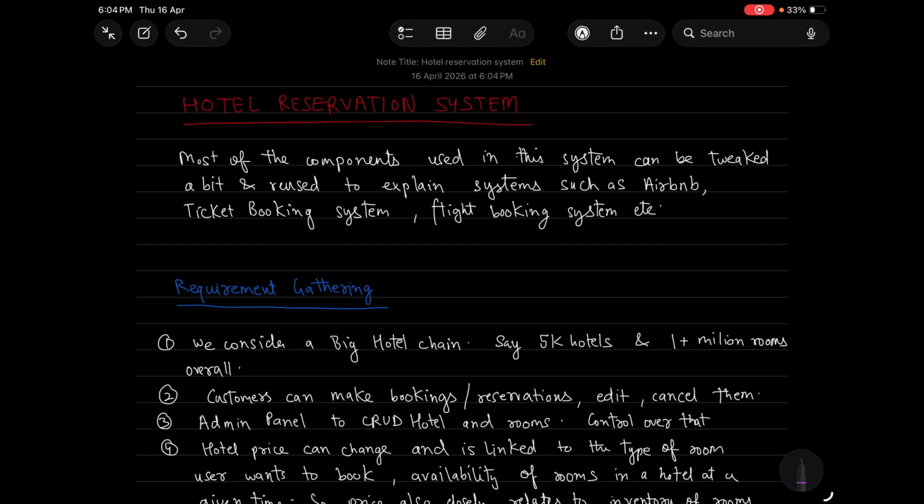Let's discuss the hotel reservation system. Most of the components used in this system can be tweaked a bit and reused to explain systems such as Airbnb, ticket booking system, flight booking system, etc. As most of the components that I will be explaining here can easily be reusable. And this is how system design should be studied as well.